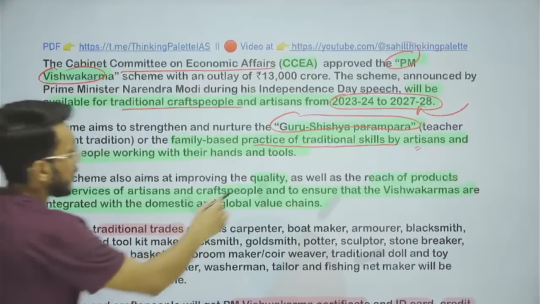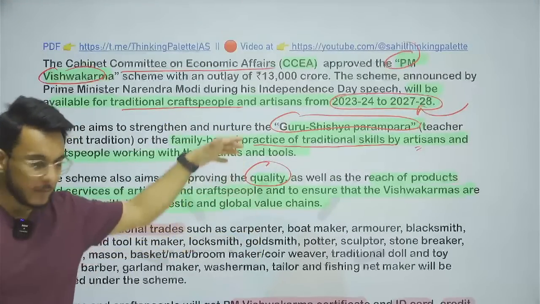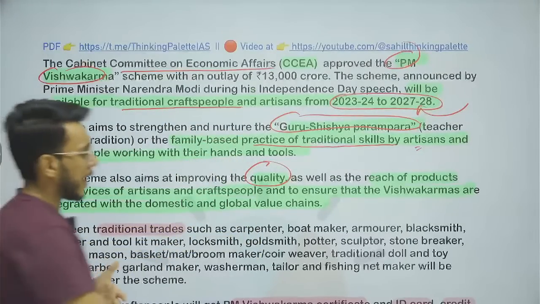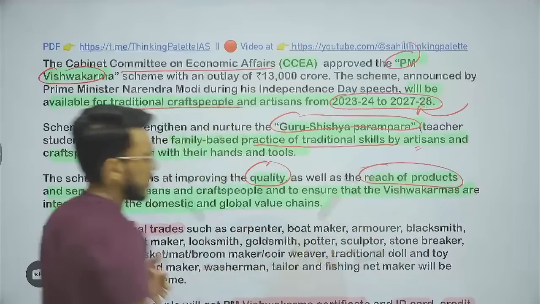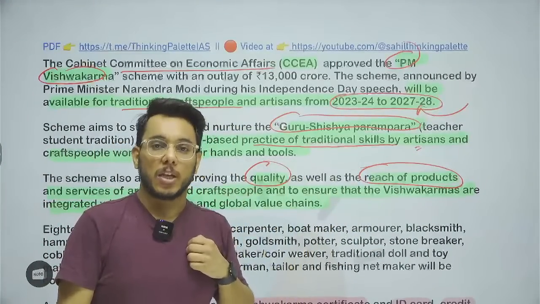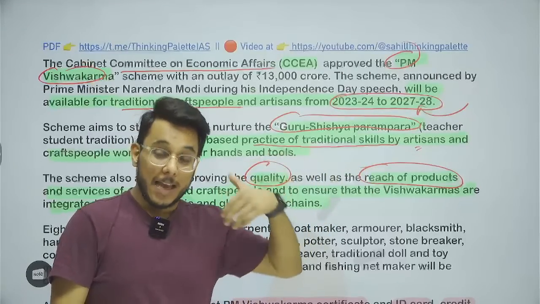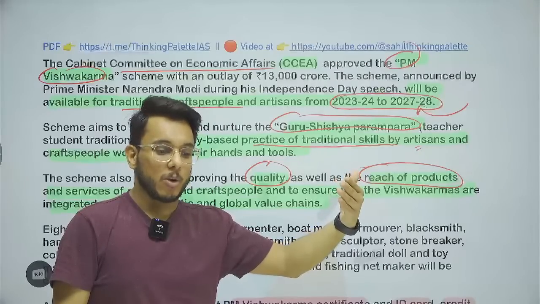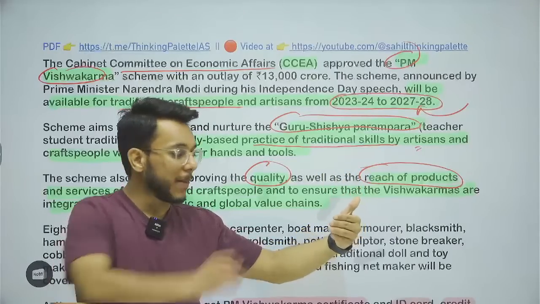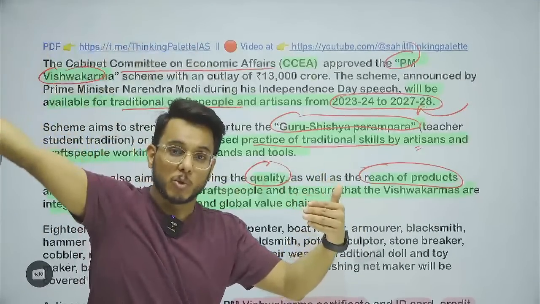Government will try to improve the quality of the products of these people. It will also try to improve the reach of their products. For example, there is a person making a doll, let's say in Uttar Pradesh. He is selling that doll in that region only. If we give market access to this person, he is making the doll in Uttar Pradesh, but he will be able to sell his doll in Tamil Nadu, and will be able to export those dolls to Europe.